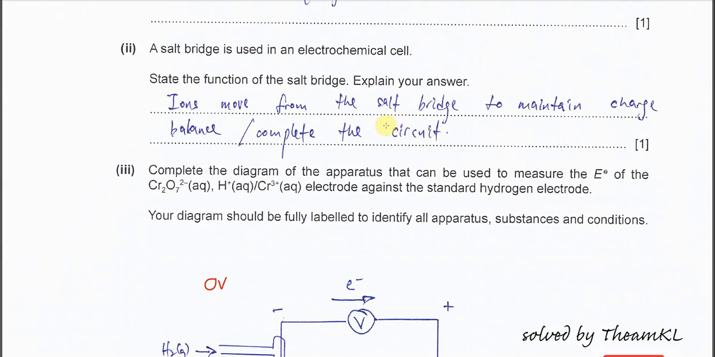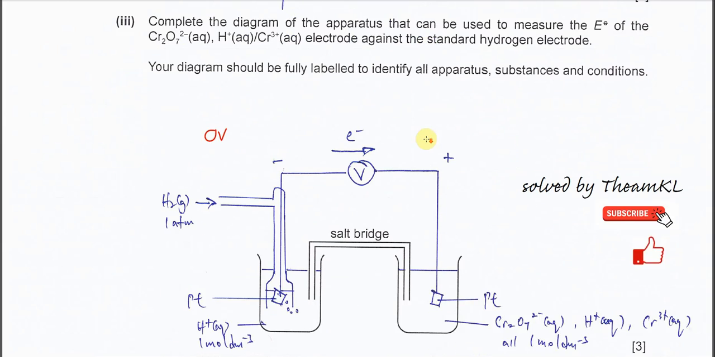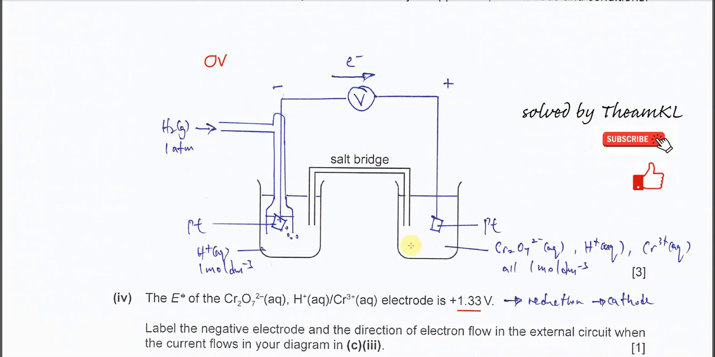Okay, so part 2. A salt bridge is used in an electrochemical cell. State the function of the salt bridge. Explain your answer. So of course, the salt bridge is used to balance the charge. Ions move from the salt bridge to keep the charge balanced, or complete the circuit. Very easy.